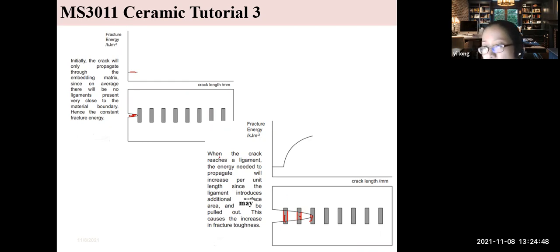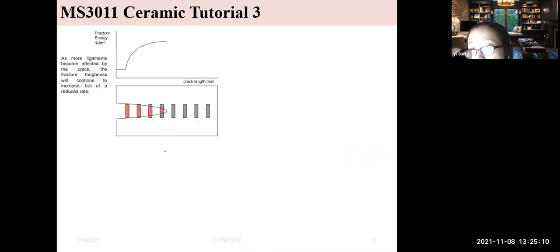Am I correct? So when the crack reaches the ligament, the energy needed to propagate will increase per unit length, because the ligament introduces additional surface area and may be pulled out. So this will cause the increase of the toughness. That's why it keeps increasing. But now you can see this first one has dropped out already, because the crack is larger than the length already.